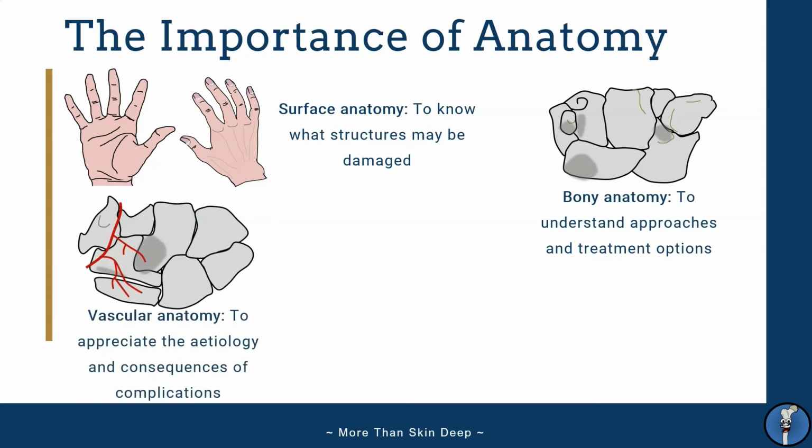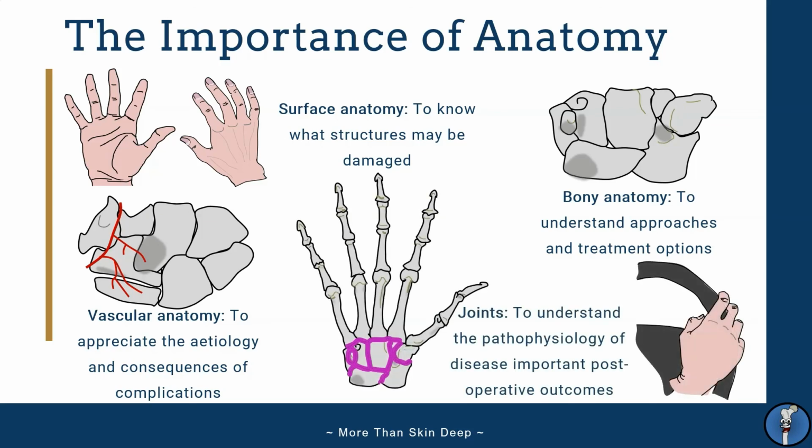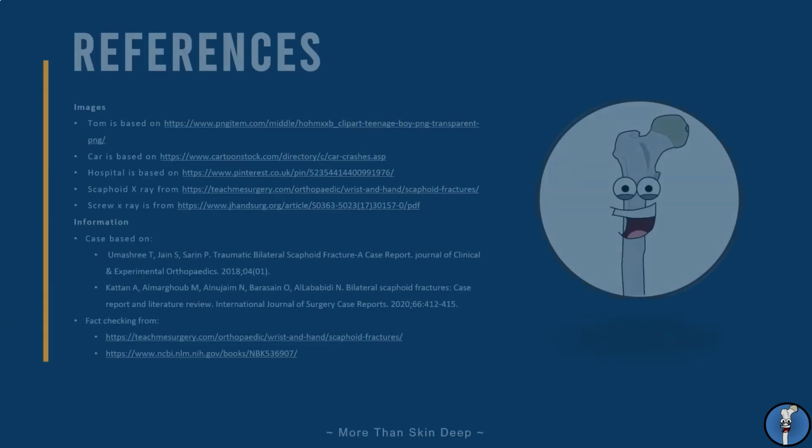The vascular anatomy is important to appreciate the etiology of the consequences, in our case, avascular necrosis. And our joints are, of course, very important to understand what's important to the patient post-operatively, and also the pathophysiology of how a fracture like this occurs, such as the position of our wrist when we're driving.